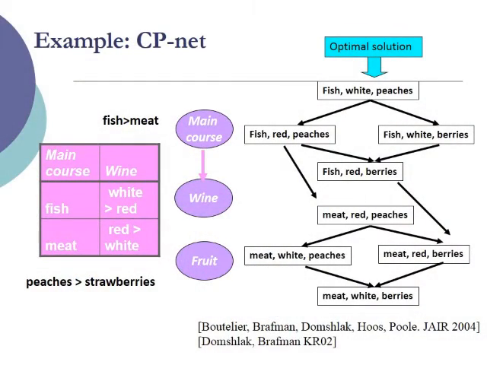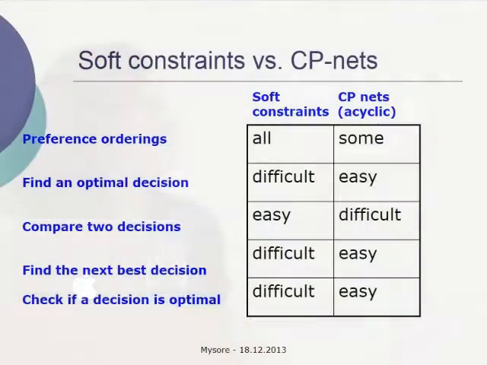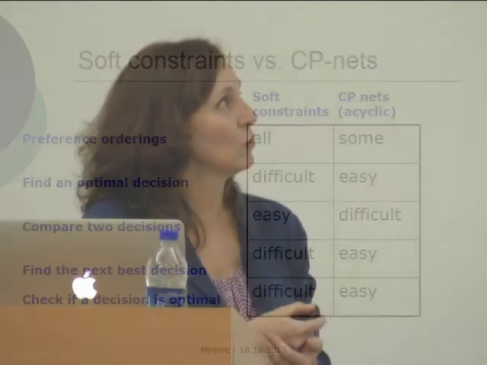Then computationally, to find an optimal decision in acyclic CP nets, and acyclic just means that this graph of the dependencies does not have cycles, it's computationally easy, it's in P, while in soft constraints, in general, it's a computationally difficult problem. To compare two decisions, two candidates, to understand which one is better than the other, it's computationally difficult in CP nets and easy in soft constraints. Find the next best decision, check it. So you see that these are very different computational properties.